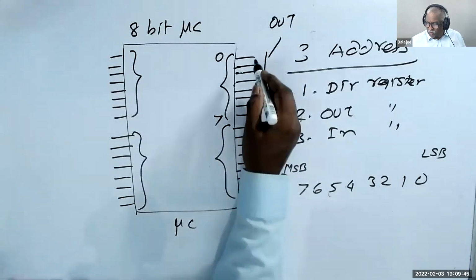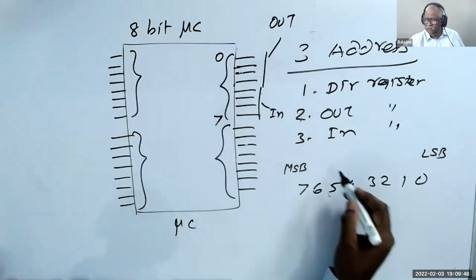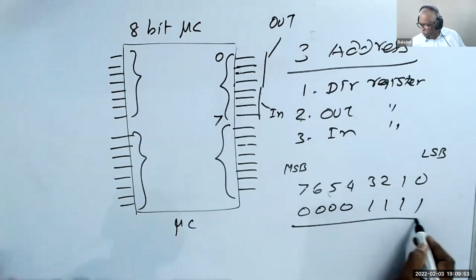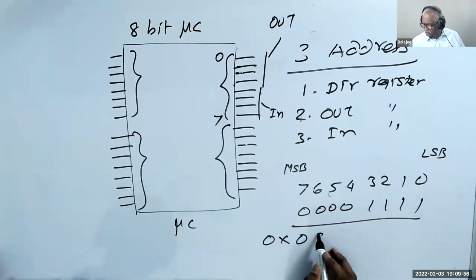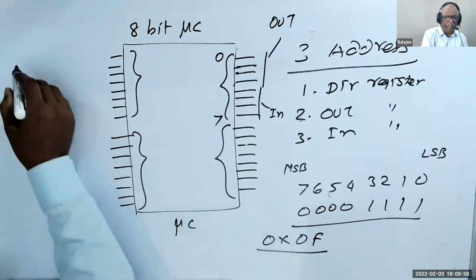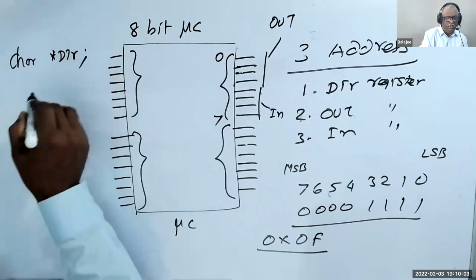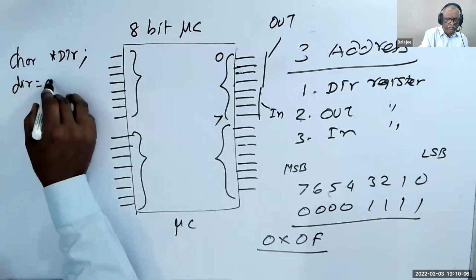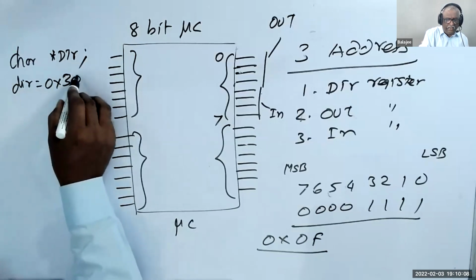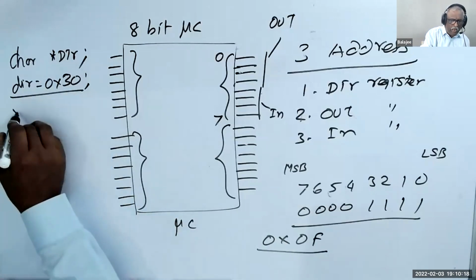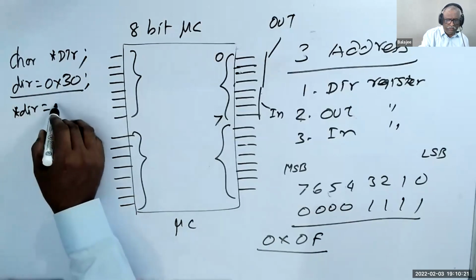Now, what I will do is that this to be out. Out means all 1. In means all 0. That means the value is 0F in hexadecimal. So what I write here is, I say char star dir. Dir is equal to 0x30. This address is given by the manual that we discussed. I showed you that each microcontroller has different addresses. Then I put star dir is equal to 0x0F.